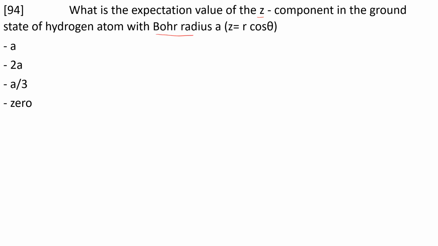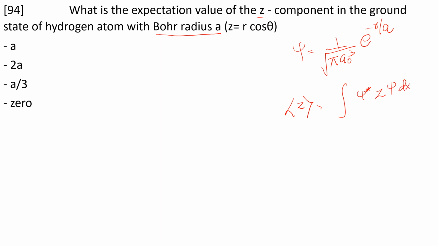What is the expectation value of the z component of the ground state of the hydrogen atom with Bohr radius equal to a? Now, you have the wave function of the hydrogen atom in the ground state equal to 1 divided by root of pi a naught cube, times e power minus r divided by a. Now how do you find the expectation value? The expectation value of z is equal to the integral of psi star z psi d tau, because the hydrogen atom is a 3-dimensional problem.